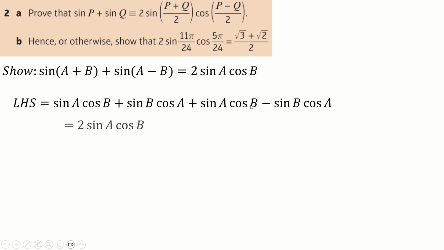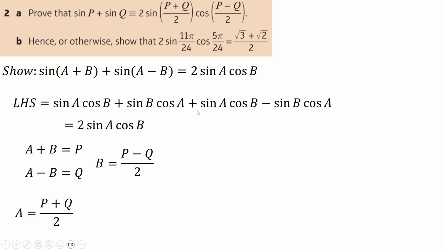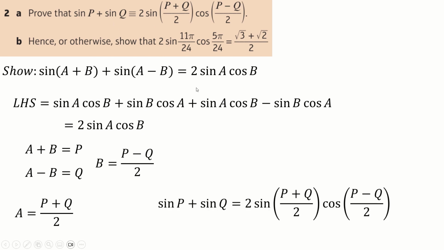And of course, I'm going to end up with sine A plus B plus sine A minus B is 2 sine A cos B, which is useful because that gives me sine plus sine here and the cross terms here, which is what I wanted. So now I can set P equal to A plus B. This is the same thing as we did last time. You get the same results, and you shove them in and you get the result they were looking for. Hence, or otherwise, show this thing here. Well, okay, this is very straightforward now.